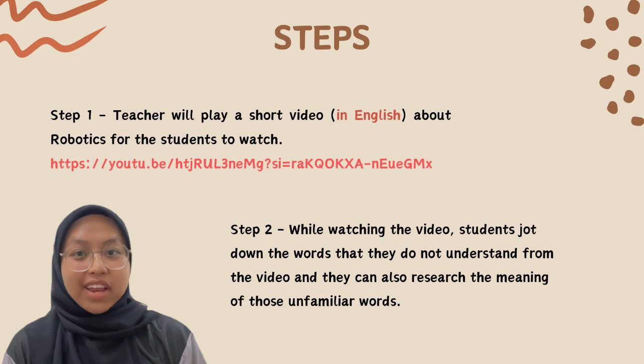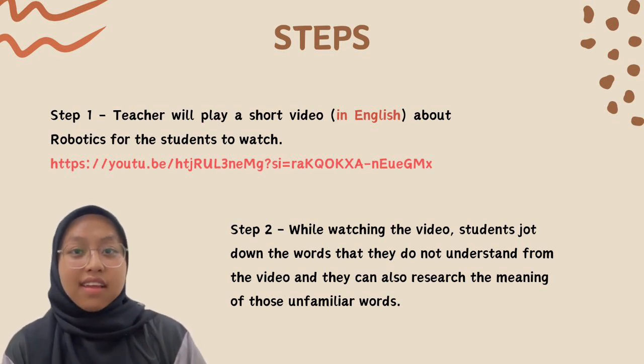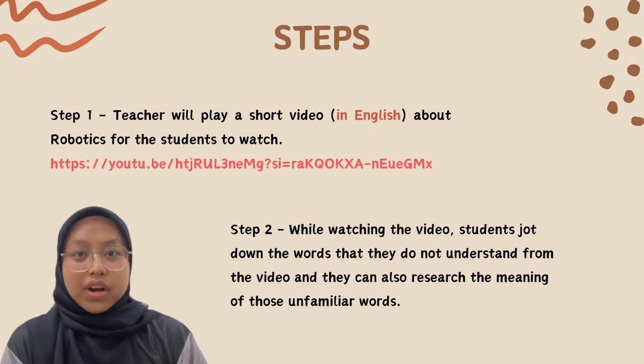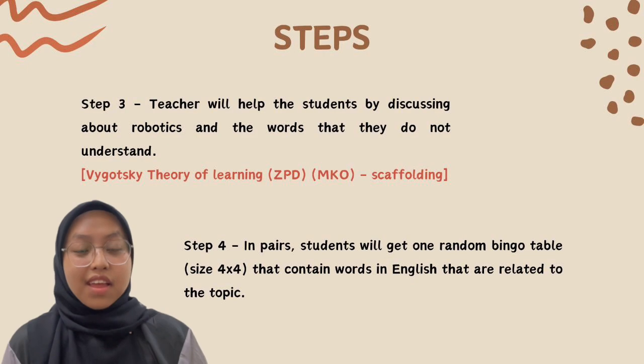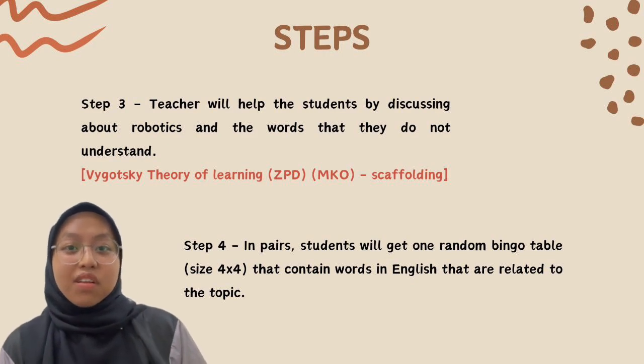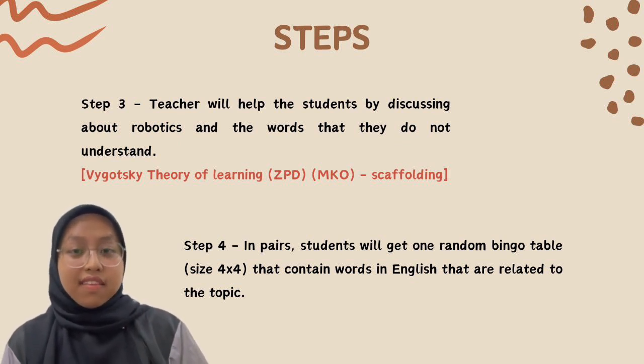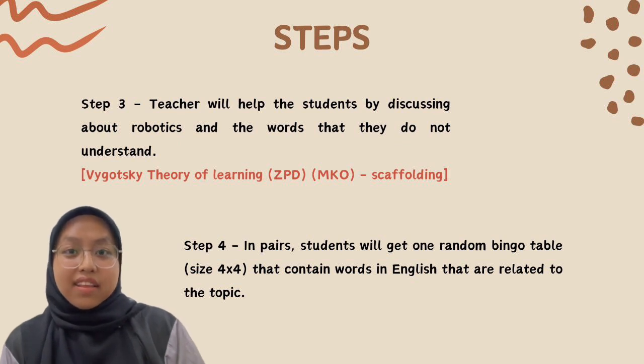Moving on to step 1, the teacher will play a short video on YouTube about robotics in English for the students to watch. Step 2, while watching the video, the students will jot down the words that they do not understand and find the meaning of those unfamiliar words. Step 3, the teacher will also help them by discussing robotics and the words that they do not understand. This is related to Vygotsky's theory of learning, the ZPD, which is scaffolding.